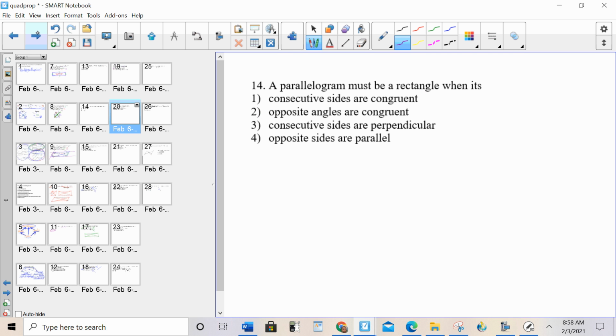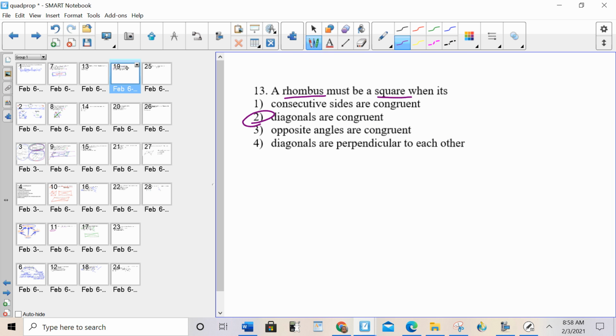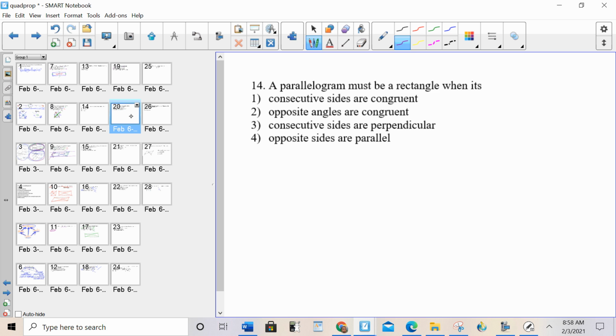And I asked you to do number 14. A parallelogram must be a rectangle. Well, again, for a parallelogram to be a rectangle, it has to be one of these two, either a right angle or congruent diagonals. So, do I see congruent diagonals? No. Do I see a right angle? Well, consecutive sides perpendicular makes a right angle. That would be your answer.